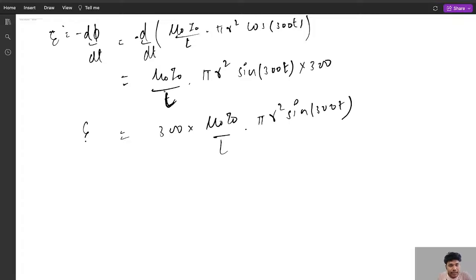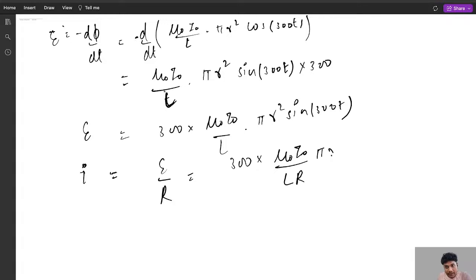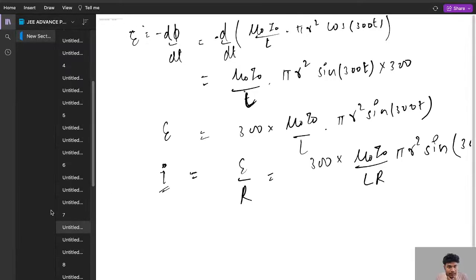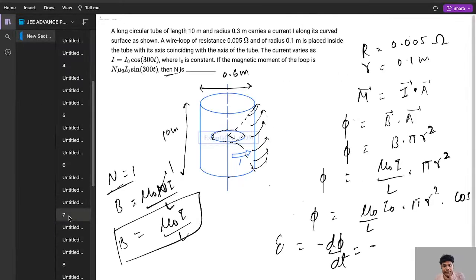We get epsilon. From here we get I, that is the current generated in the loop, is equal to epsilon upon R, that is resistance, that is 300 into mu naught I naught upon L into R pi r square sine 300 t. We get the I. What is our magnetic moment? That is I into A.